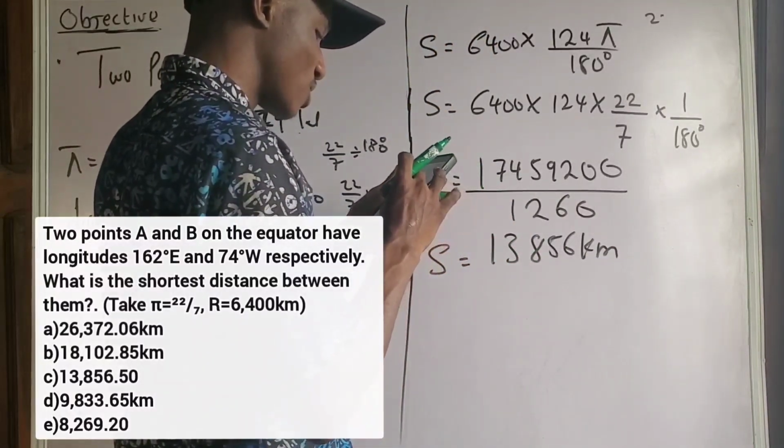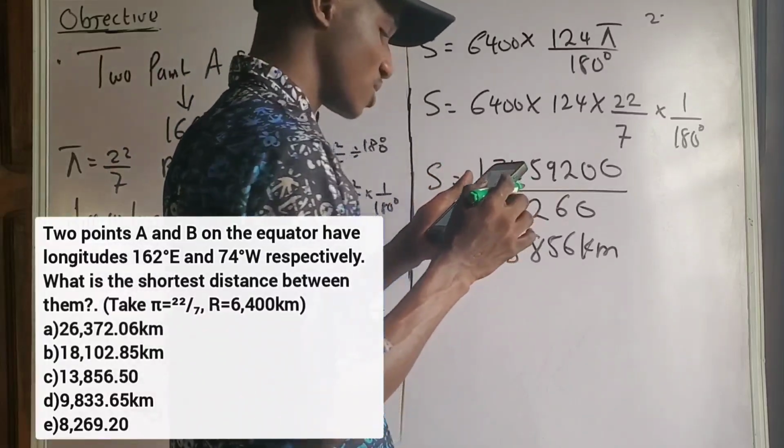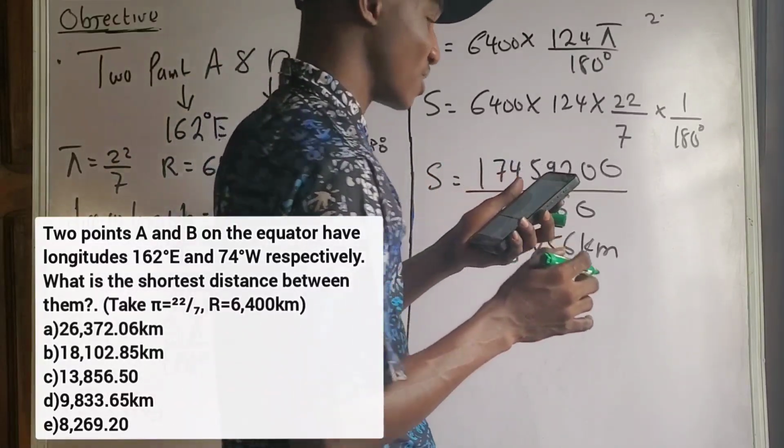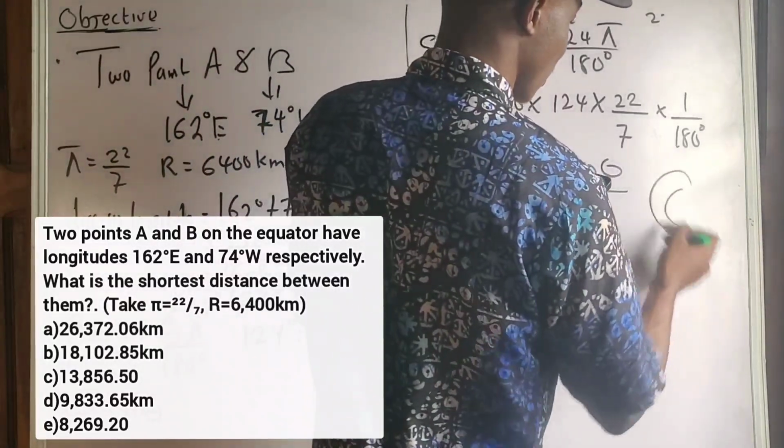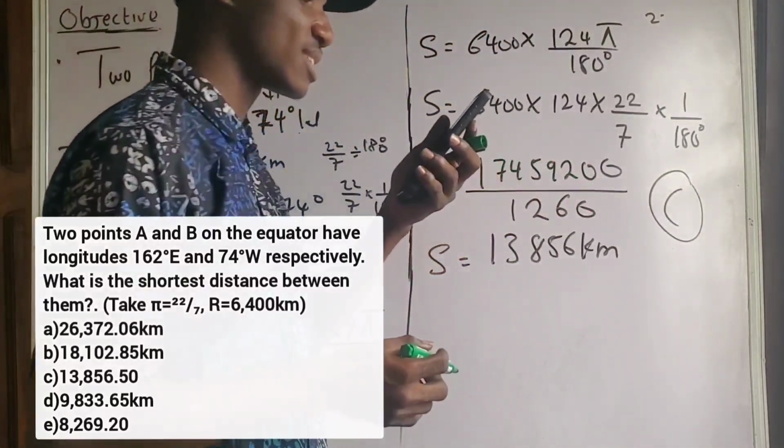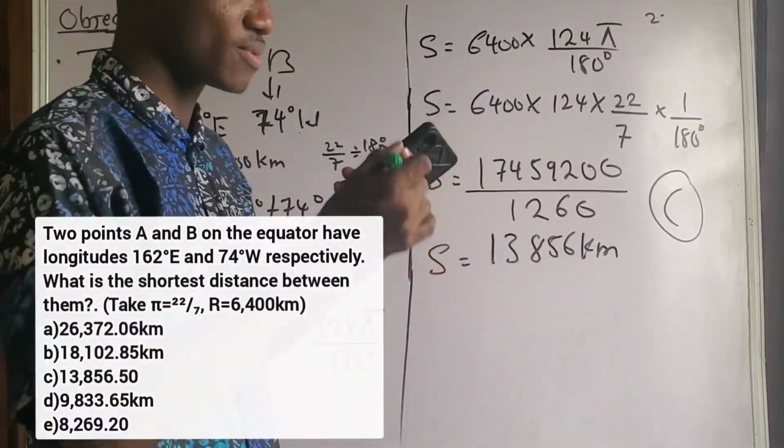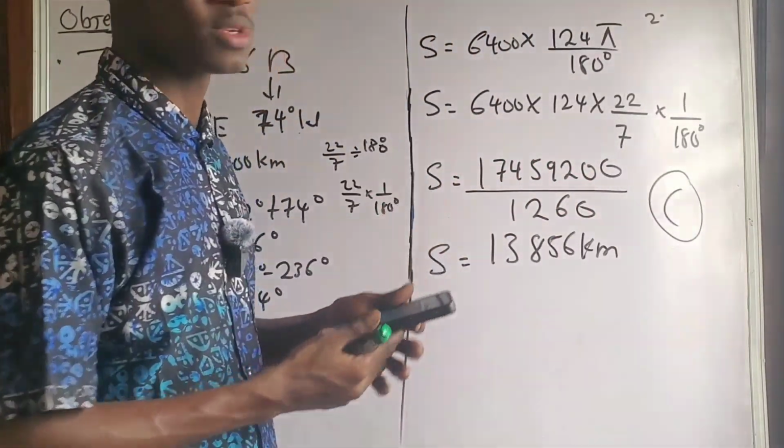Let us check the correct option. The correct option to that question is option C. Option C is close. We have a decimal point, don't worry. Option C is the correct option, 13,856.50 kilometers.